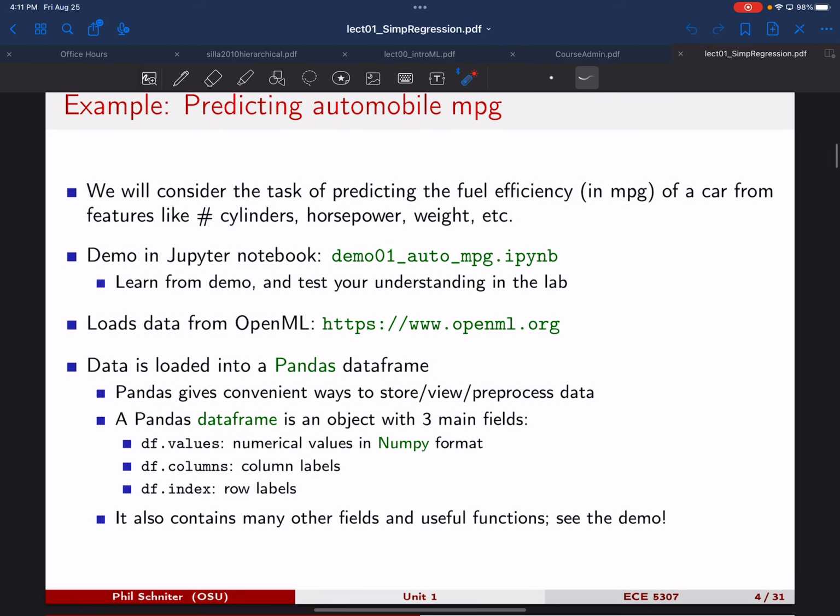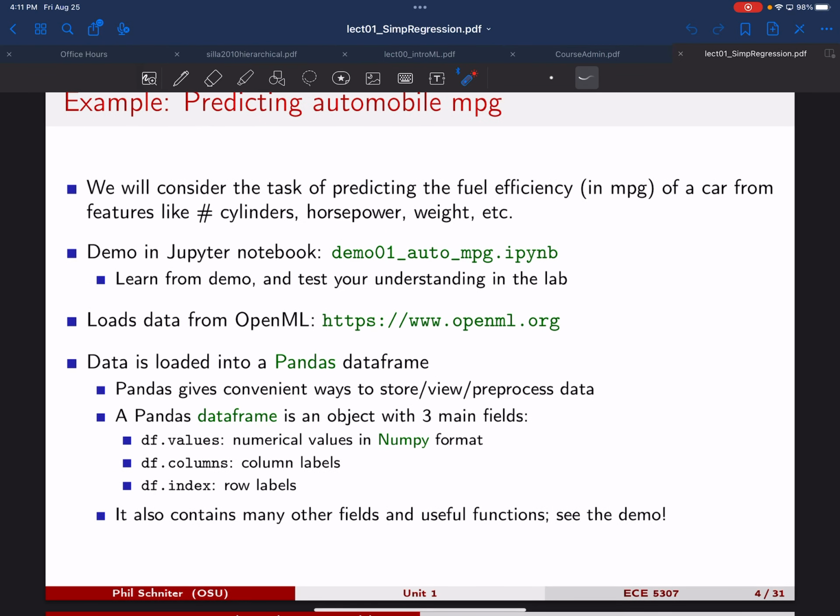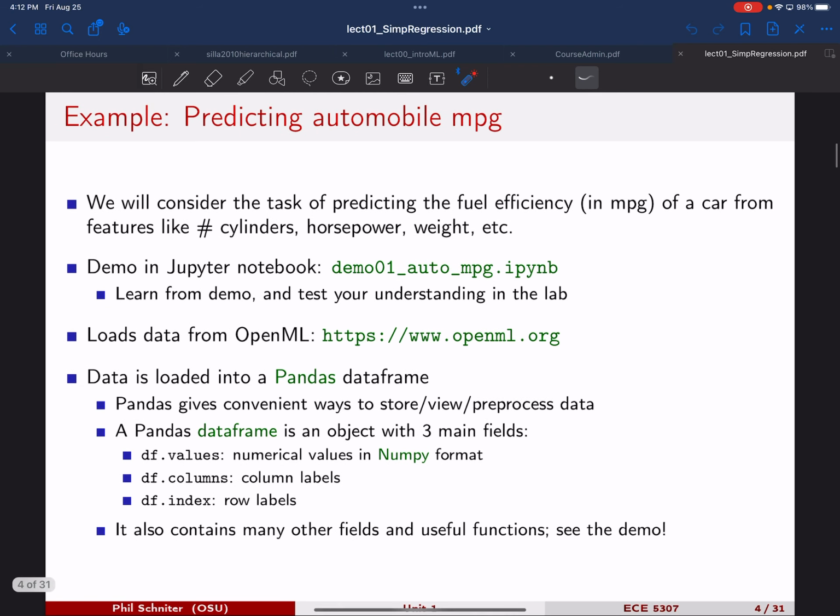The code is in this Jupyter Notebook, which you can find on the main course GitHub repository. Basically this notebook, as we'll see in just a moment, starts out by loading data. It gets it from OpenML. OpenML is a site that has just tons and tons of data sets. You can often get the data files from different sites too, but for a lot of our demos, we're just going to get them from here.